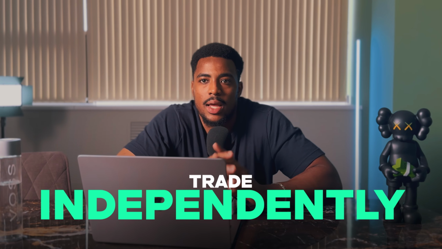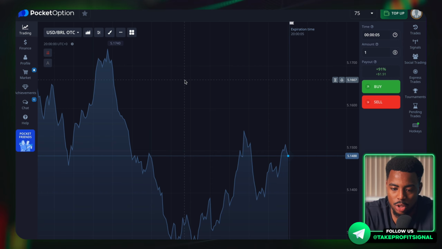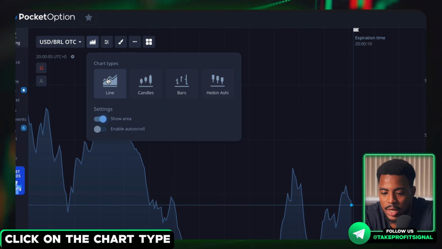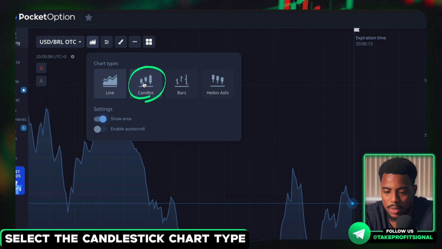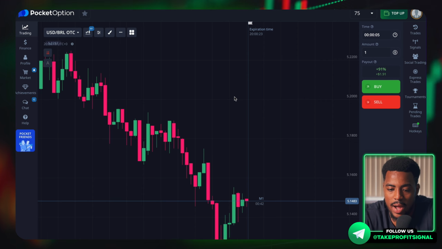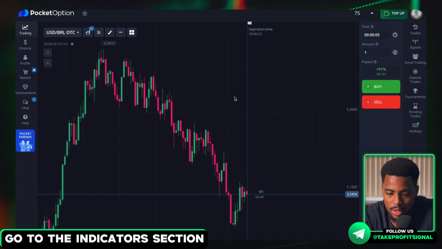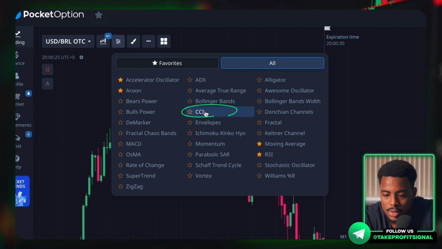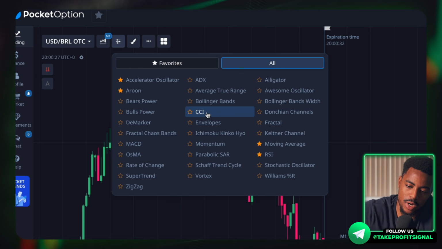The second way to make money is to trade independently. And now I will explain to you the simplest strategy that has always brought me very good results. To do this, we will need to adjust our chart a little bit. We go to the upper left corner, click on the chart type and select the candle chart type. Here we make sure to turn on the timer. Next, we will need to add an indicator. We go to the indicator section and look for the SSI indicator here.